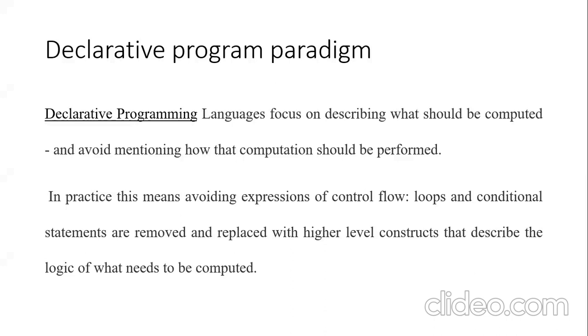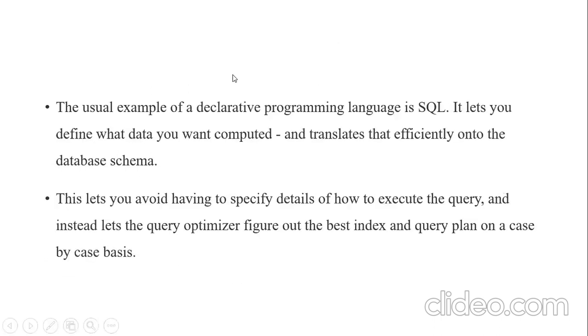How to compute those actions is always included with the control flow of loops and conditionals. That is removed and replaced with higher level languages. An example of a declarative programming language is SQL, which is used to remove the control flow of loops and conditionals. So the usual example of a declarative programming language is SQL.